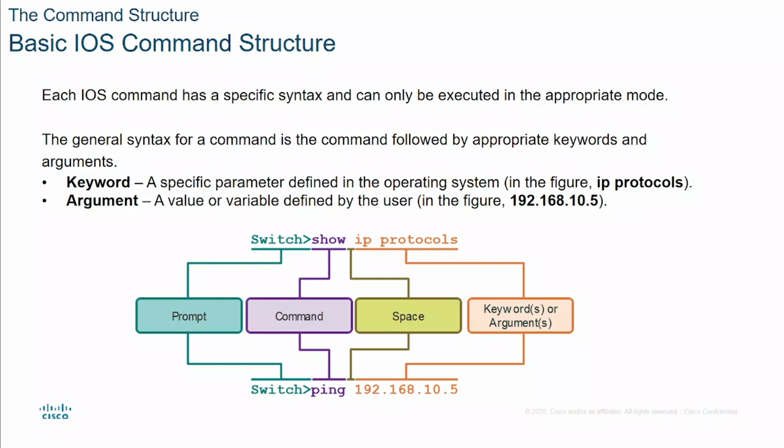So let's look at this particular command now. This is in the user EXEC mode. You can see switch, show, ip protocols. So ip protocols here is a keyword. The last item that always comes is a keyword or an argument. The first item here is a command, and after the command you must give a space. Then before the command you see the prompt.